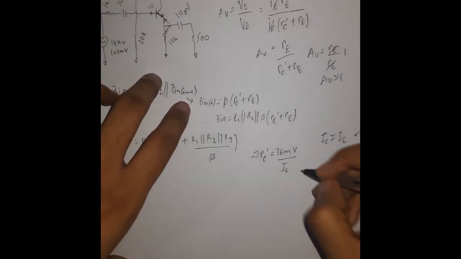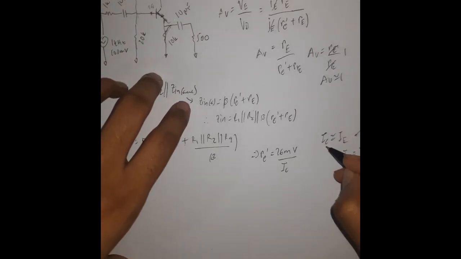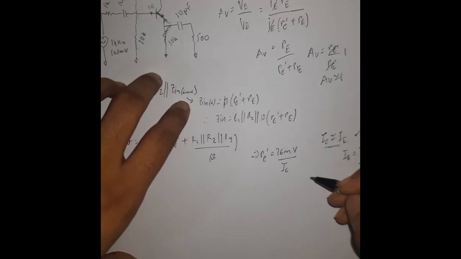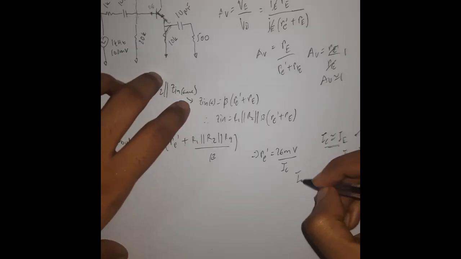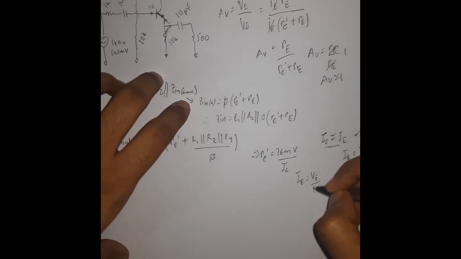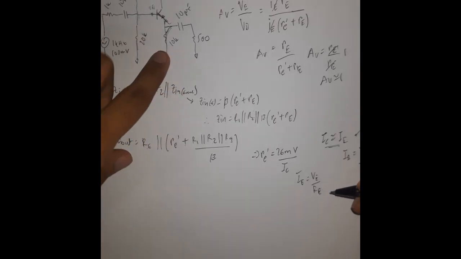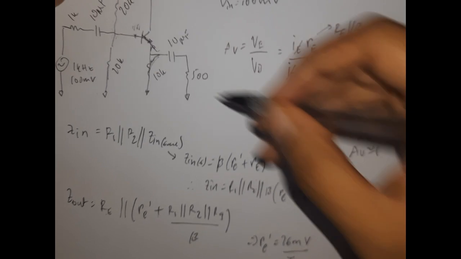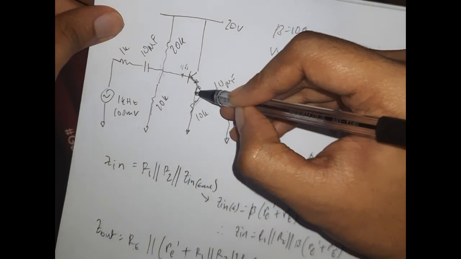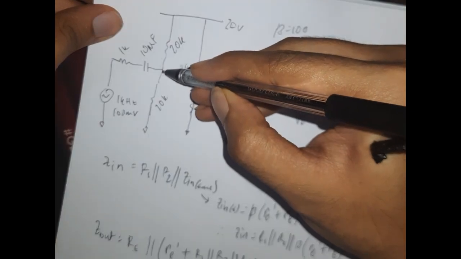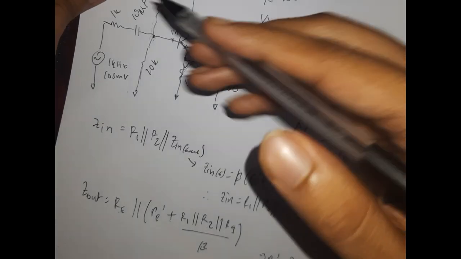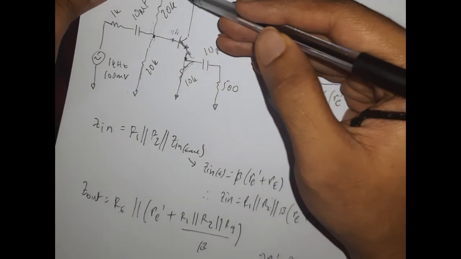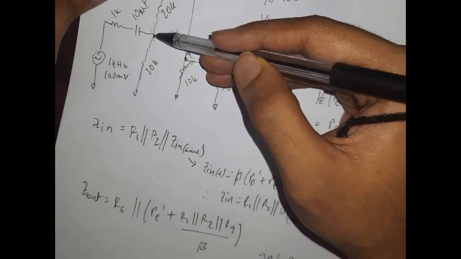Therefore, I can say that since IC is almost equal to IE, I can find IE. Therefore, IE is equal to VE divided by RE. I have RE, which is 10K. I need to find VE. To calculate VE, we can start from this position, that is the divider voltage. We can calculate the divider voltage using the voltage divider rule.